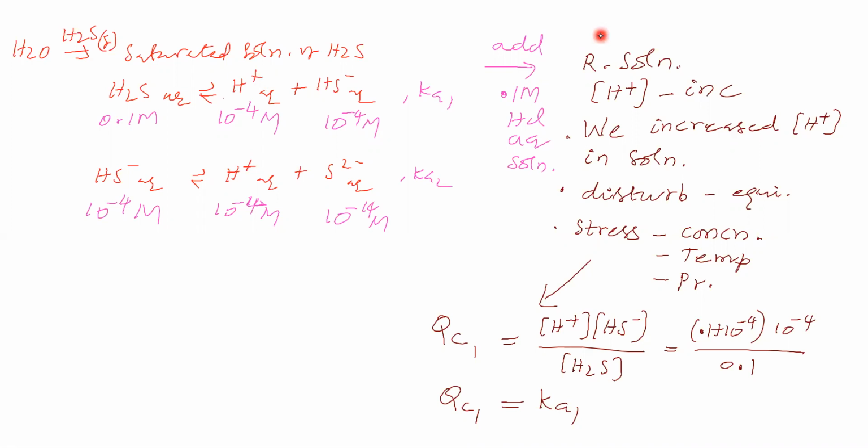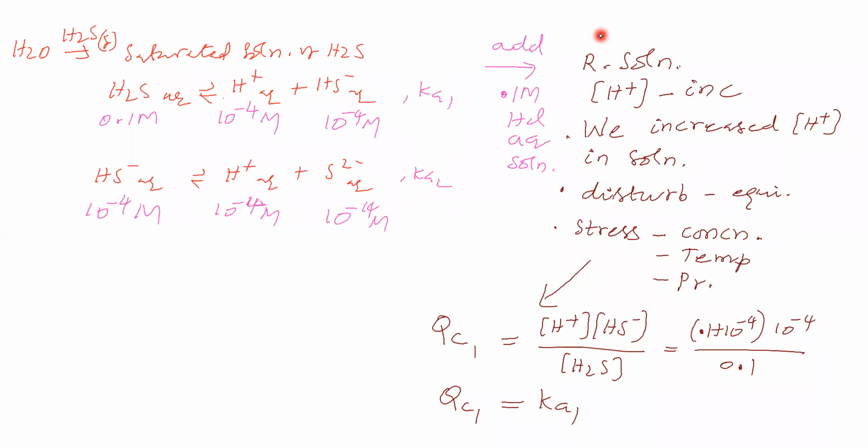How to find it? Let us find QC. QC is equal to the right side terms in the numerator and the left side term in the denominator. We substitute the values. H plus concentration: we are adding 0.1, and 10 power minus 4 is already there, so 0.1 plus 10 power minus 4. HS minus is 10 power minus 4. H2S is 0.1. We got QC.